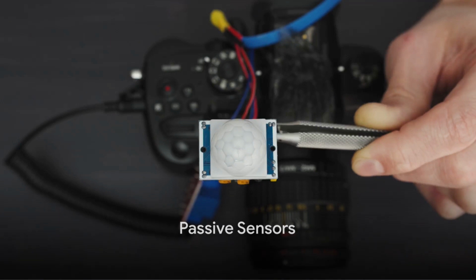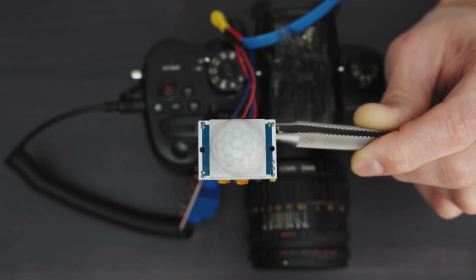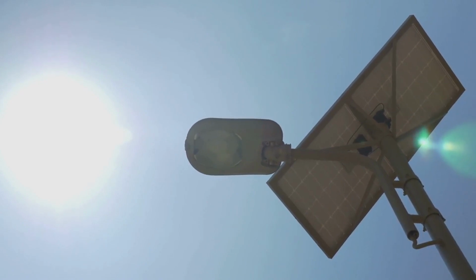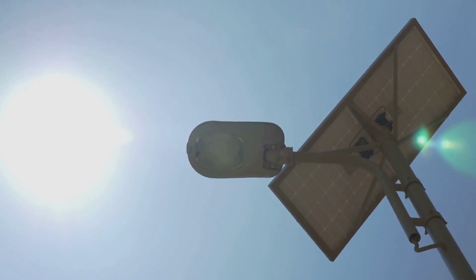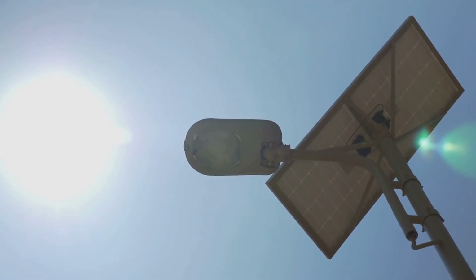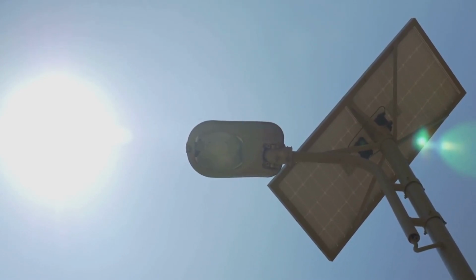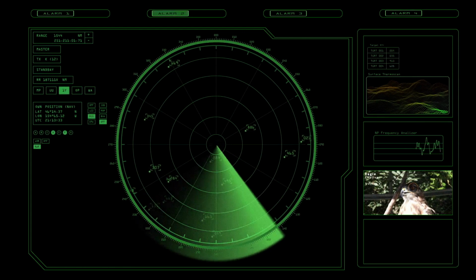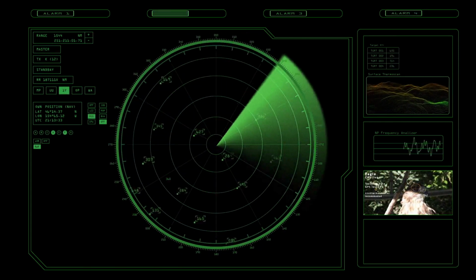As the name suggests, these sensors are quite laid back. They don't emit any radiation, which makes them covert and undetectable. Instead, they generate an electrical signal in response to a stimulus, relying on a locally generated or natural source of radiation, such as sunlight or a gravitational field. Passive sensors operate across a wide range of frequencies, from extremely low frequency, or ELF, to gamma rays.